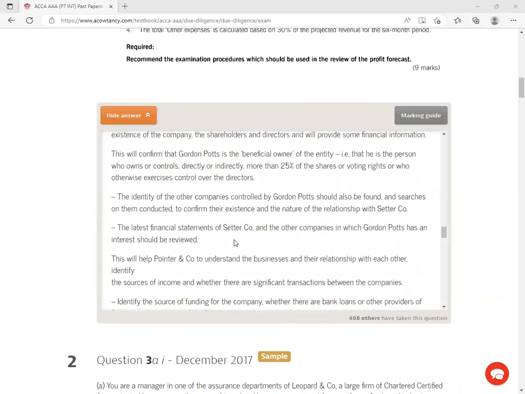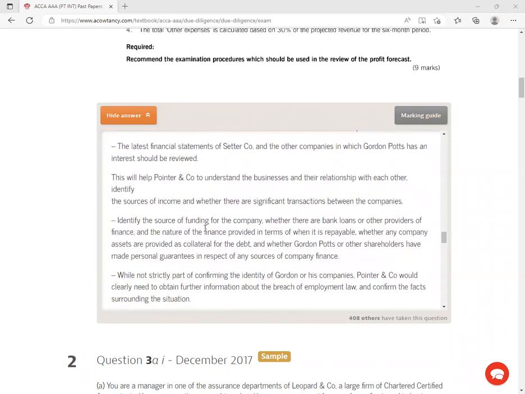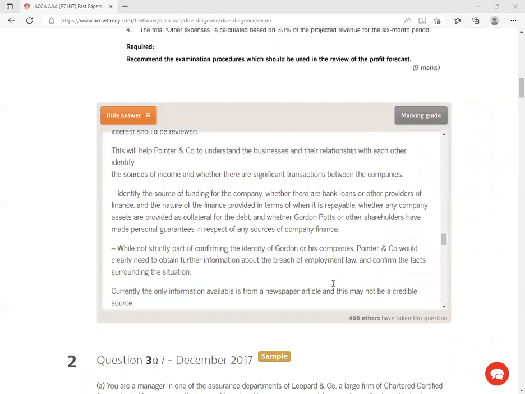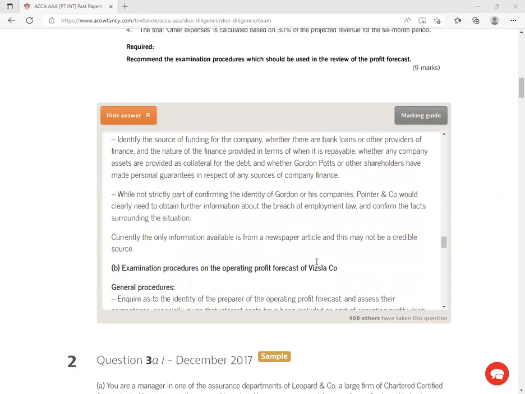The latest financial statements are asked for them, right? Identify the source of funding for the company, right? While not strictly part of confirming the identity of Golden or its companies, Pointer and the company would clearly need to obtain further information about the breach of the employment law. I would want to go this way. Of course, it's going to be quite rough, but I'll have to ask for this information. Currently, the information available is from a newspaper article, and this may not be credible.